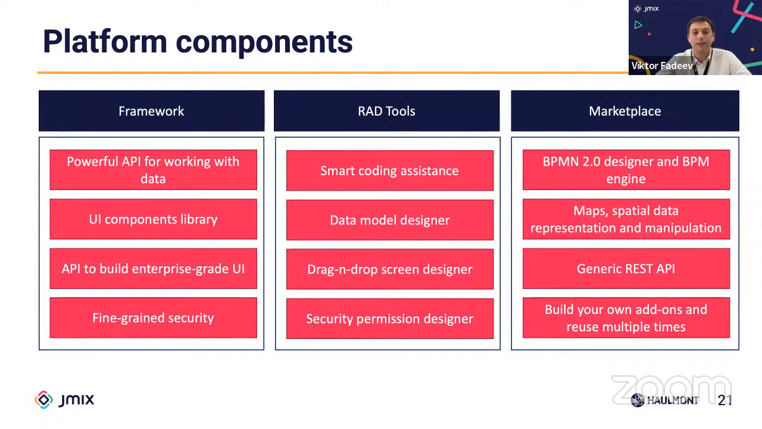With a few clicks, developers can add a generic REST API on top of the platform and use it as a part of a more complicated system where the front end can be developed with specialized front-end technologies. Here, an application built with Jmix can be a robust backend. And what's more important is that we also provide the technology to build your own add-ons and reuse them multiple times. So this really helps to make modular applications, and we support this pattern of application design.